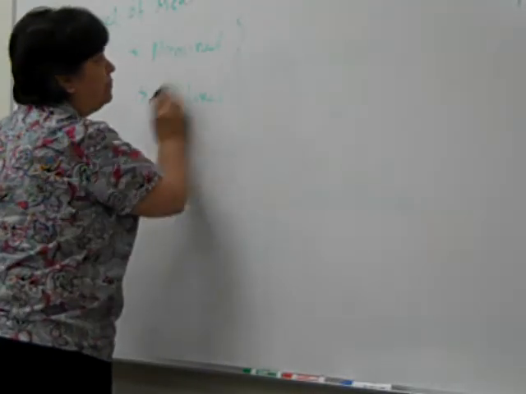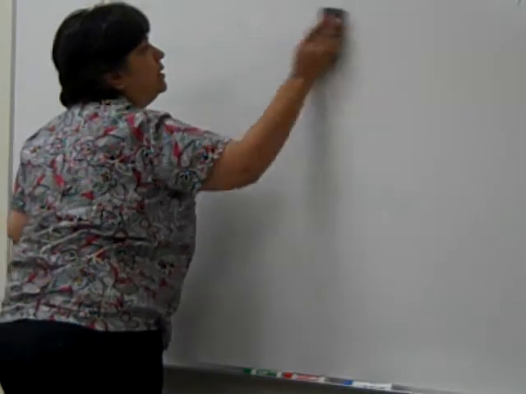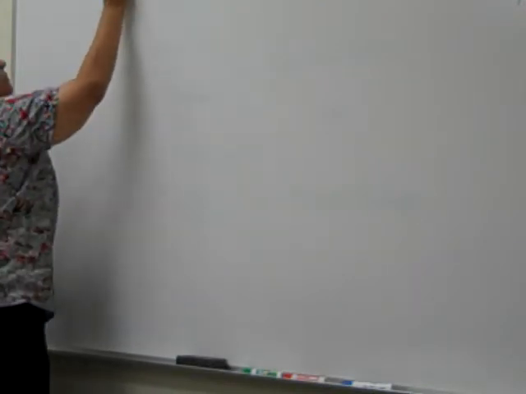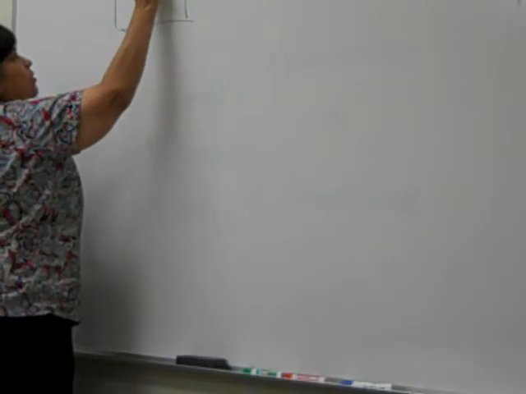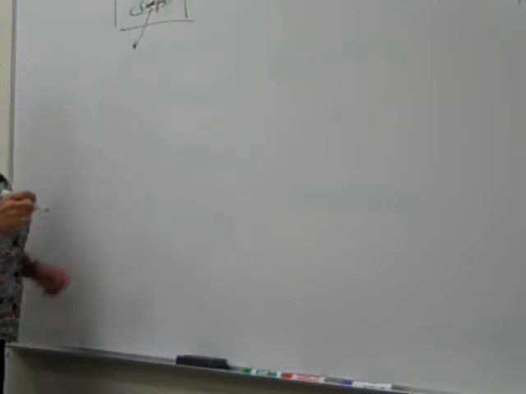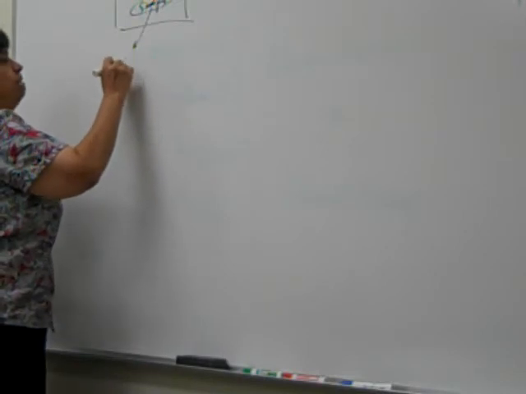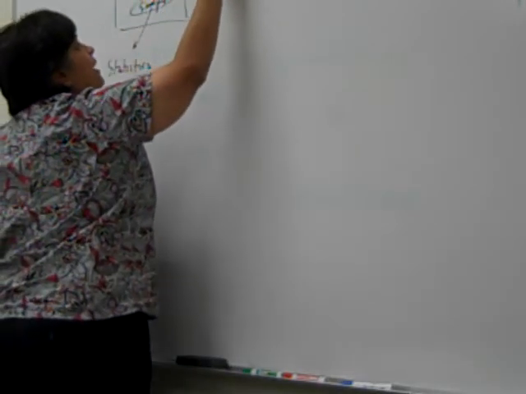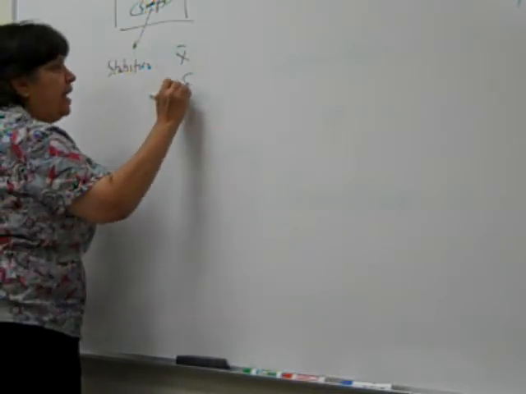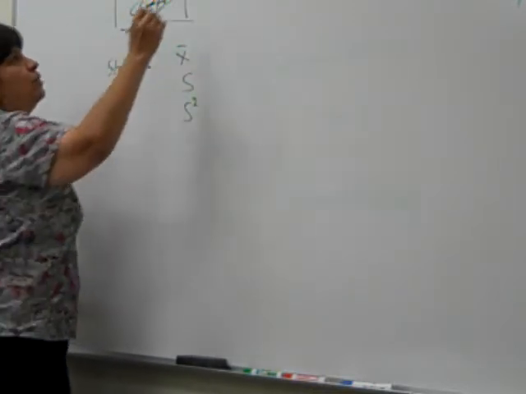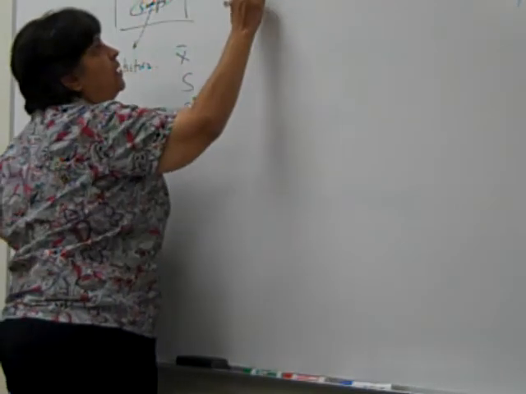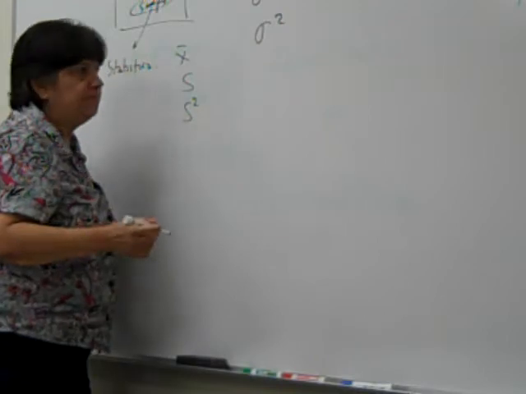Now, let's move to population and sample. From a population, we draw a sample, and from that sample we are going to get statistics. And from the population we have parameters. What are those statistics? For example, X bar is the mean, S is the standard deviation, S squared is the variance. For the population parameters, we are going to use Greek letters. Mu is the mean, sigma is the standard deviation, and sigma squared is the variance.